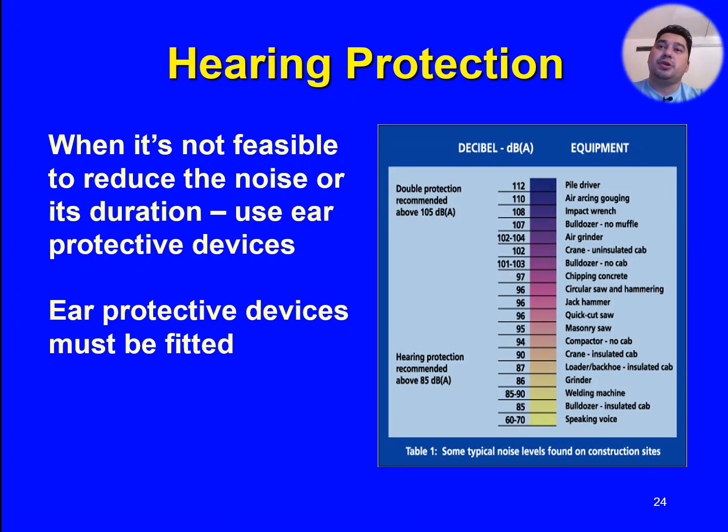When it is not feasible to reduce the noise or its duration, use ear protective devices. Ear protective devices must be fitted. So decibel, dB, and these are the equipment: pile driver, air arcing, impact wrench. So these are the dBs we have.